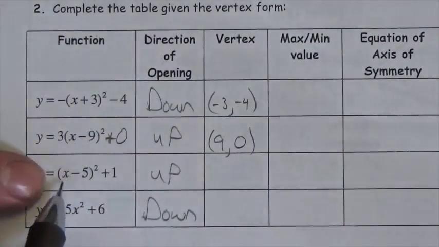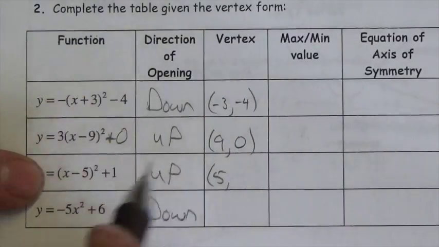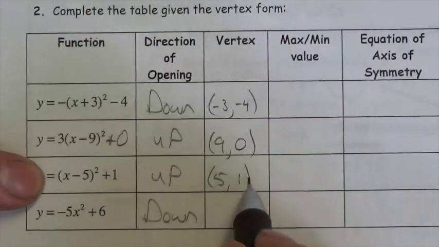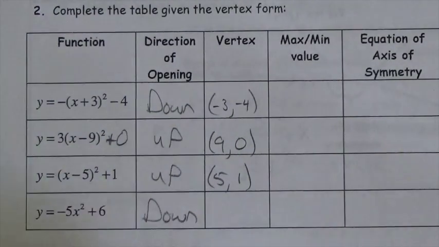For this next one here, I look at what's inside here, take the opposite sign, so it's going to be 5. Look at what's being added at the end here. That's 1, so the vertex here is 5, 1.